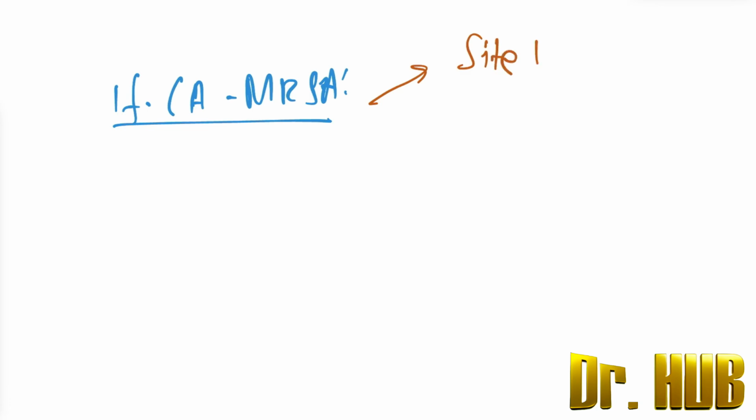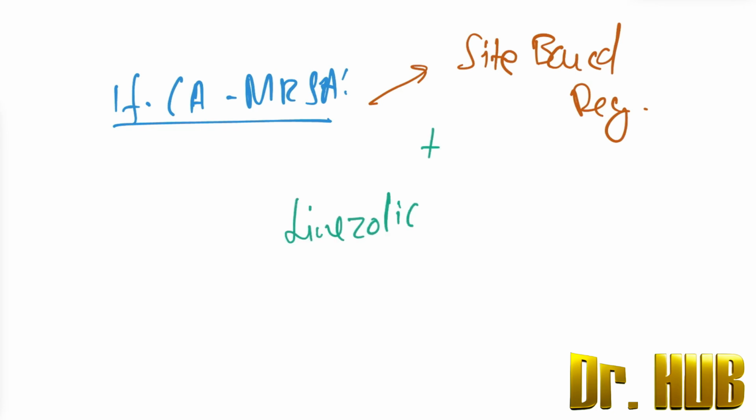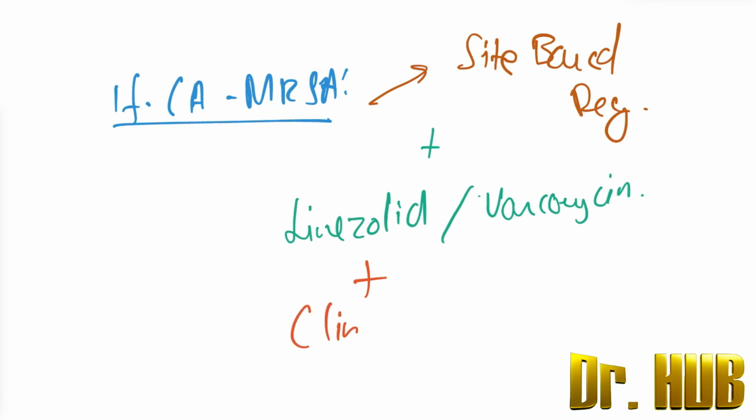Next is if there is CA-MRSA. What is given? Here it is a site-based regimen, along with linezolid or vancomycin, along with clindamycin.